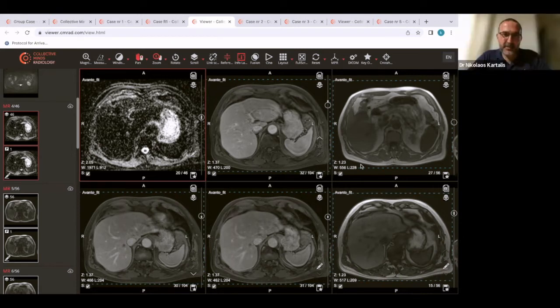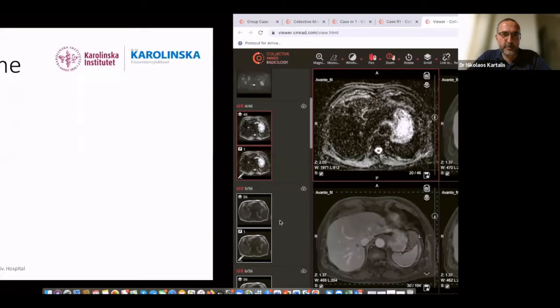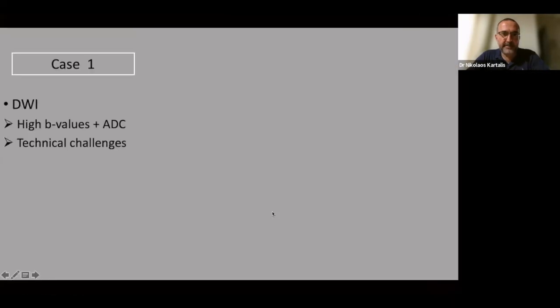Excellent. So this is the tricky case I showed you here. The majority, 60%, say that the findings are not reliable, and 20-20 hypercellular or non-hypercellular lesion. So let me go back to my presentation and discuss the first case. We need to remember that high B values need to be evaluated with ADC together.